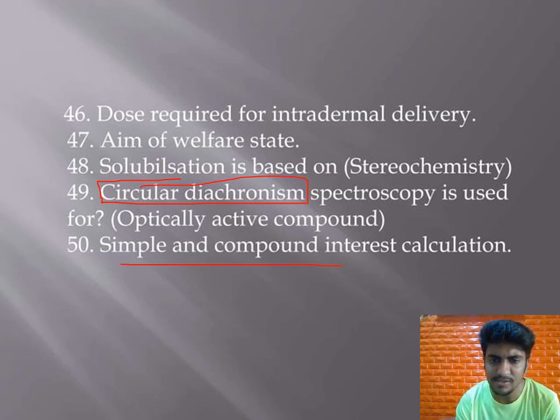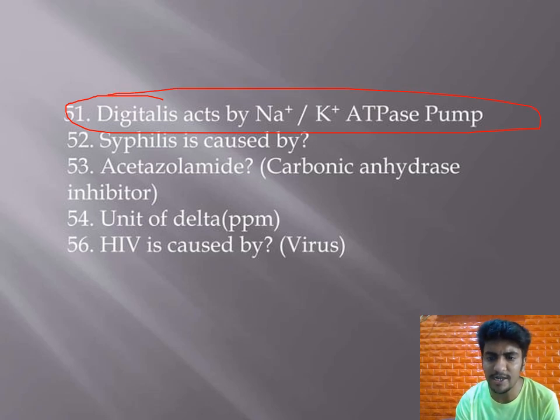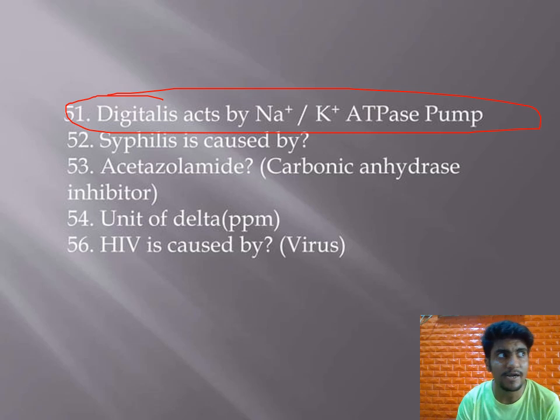Then we have questions on simple and compound interest. These are not important questions. Then digitalis acts by the sodium potassium ATPase pump, obtained from Digitalis purpurea and lanata, and it is a very important cardenolide because we have a lot of tests as well, like Kedde, Keller-Kiliani, Legal, Baljet, Raymond.